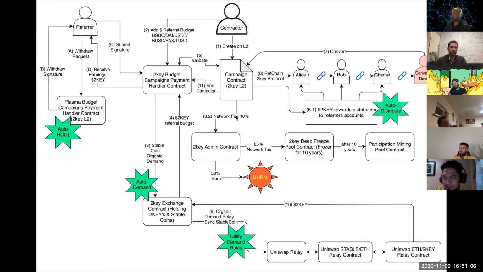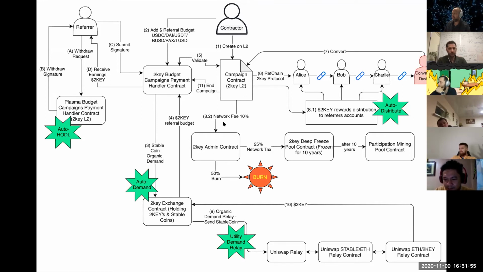In parallel, a network fee, currently network-wide 10%, is taken. So from the referral fee that the contractor is willing to pay, 90% goes to humans, 10% goes to the network, and currently 25% of that 10% goes to a deep freeze. So it's almost like a burn. It goes out of circulation to another contract called the deep freeze contract. It's frozen for 10 years. And after 10 years, it's used to fill up the participation mining pool, which then dissipates again over a decade. So it's immediately taken out of the market. And after 10 years, it starts slowly dissipating back into the market again to users, to referrers, to converters, to contractors with our reputation mining program.